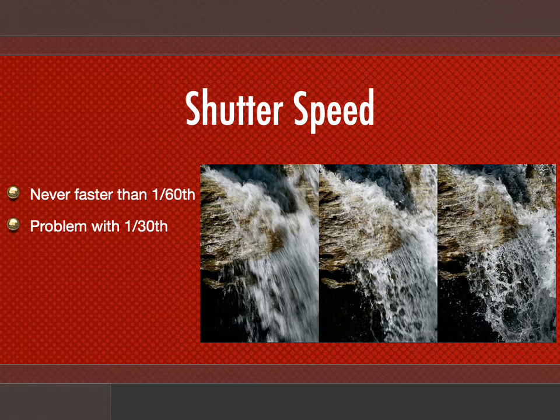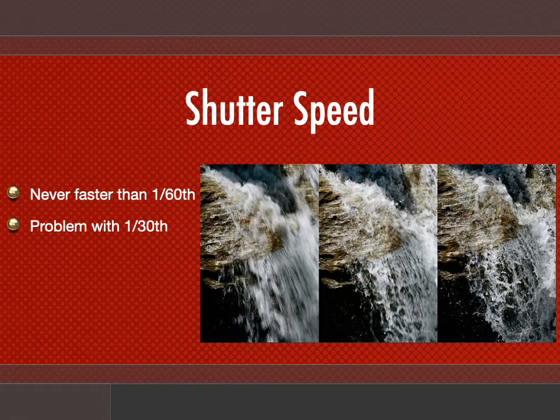So if you are shooting at 24 frames per second, your shutter speed should not exceed, I'm sorry, not 1/60th of a second. 1/48th of a second. Okay, so your shutter speed would be set to 1/48th.